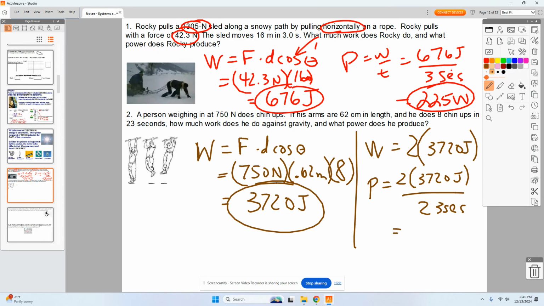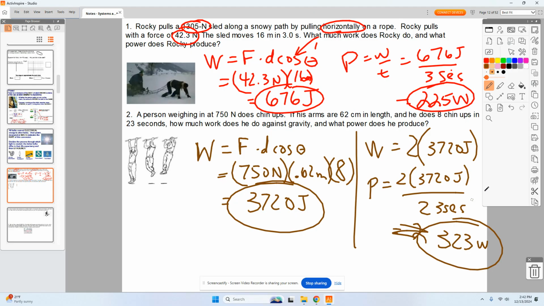Those that have calculators can do that really quickly. One more time? 23,250 watts. Ooh, I think it's 23 seconds. So 2 times 3720 divided by 23. I think you're off by that. 323.25. Okay, 320 was it? 323.25. Let's just call it 323 watts. Okay? Somewhere there's a calculation problem.